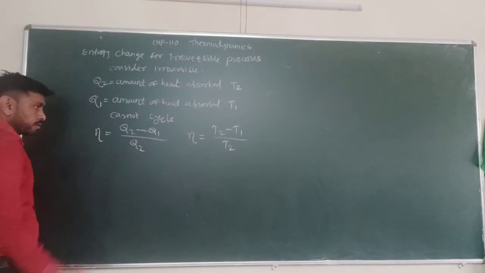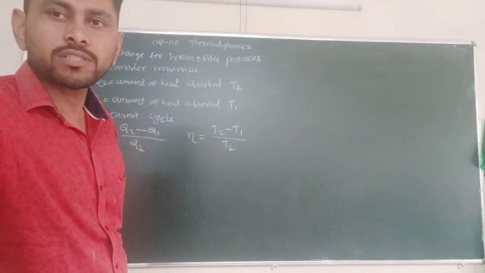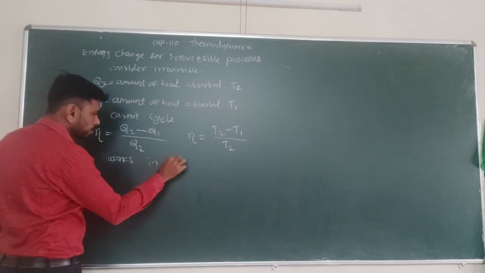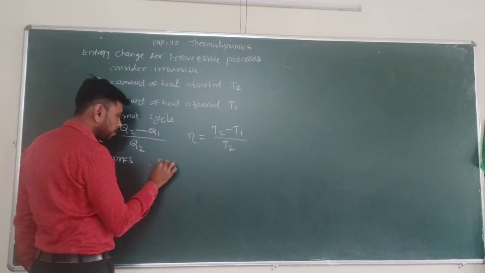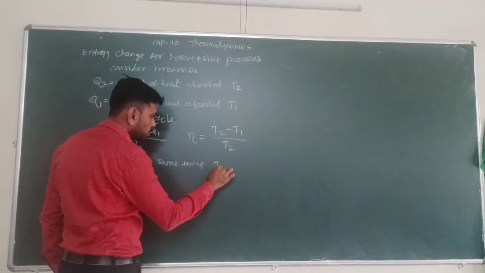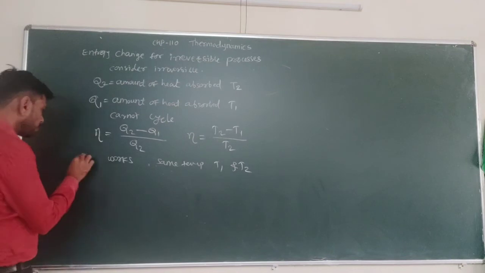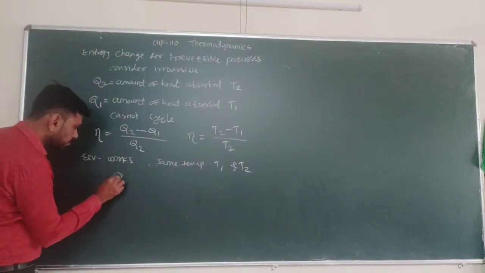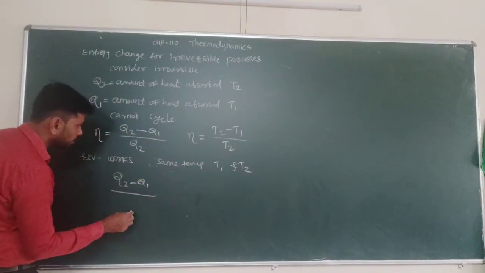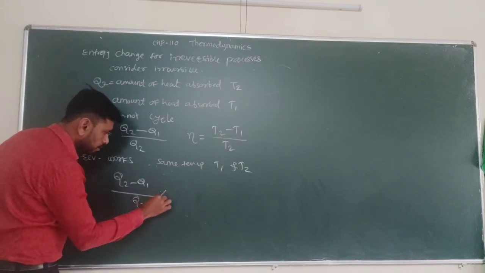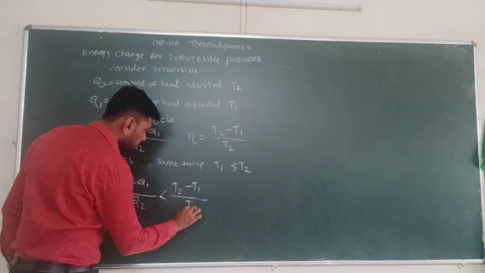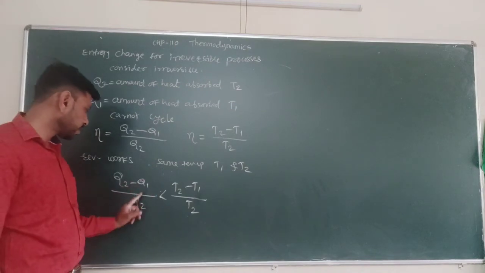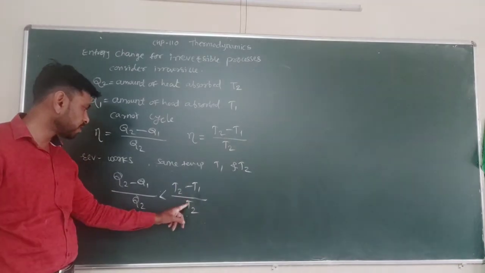So if we consider a reversible engine that works between the same two temperatures T1 and T2, then for the irreversible process we can write Q2 minus Q1 upon Q2 is less than T2 minus T1 upon T2, where the right side is the Carnot cycle efficiency.